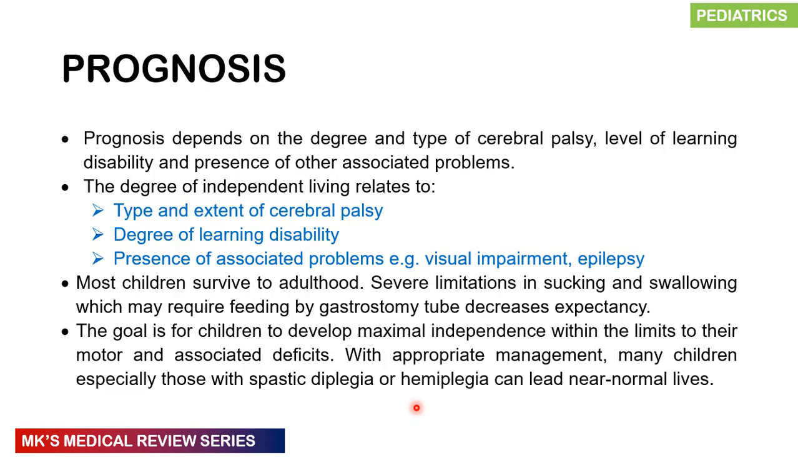Now, what about the prognosis? Remember, this is going to largely depend on the degree, the type of cerebral palsy, the level of learning disability, and the presence of other associated problems. So the degree of independent living relates to the type and the extent of the cerebral palsy, the degree of the learning disability, and even the presence of any other associated problems. So if they do have these things, then the prognosis is rather poor.